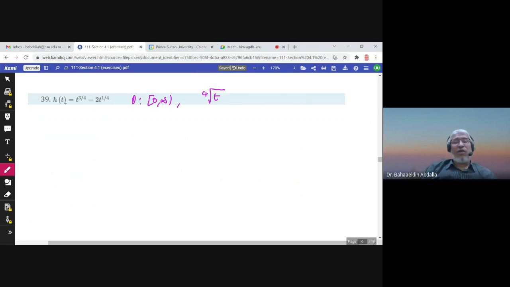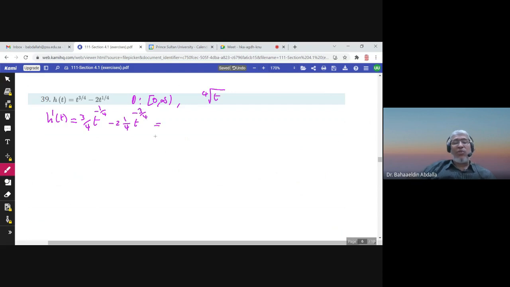If you try to find h of negative 1, the calculator will say math error. Okay, let us find h prime of t. H prime of t is 3 over 4 times t to the power 3 over 4 minus 1, so this is negative 1 over 4, minus 2 times the derivative of t to the power 1 over 4, which is 1 over 4 times t to the power 1 over 4 minus 1, so I have negative 3 over 4.